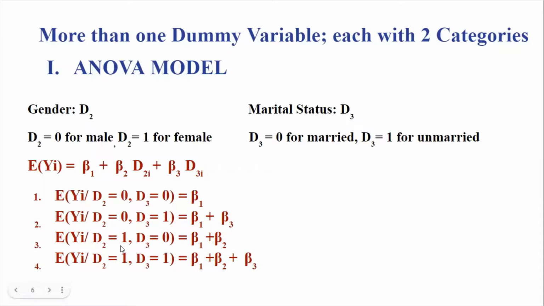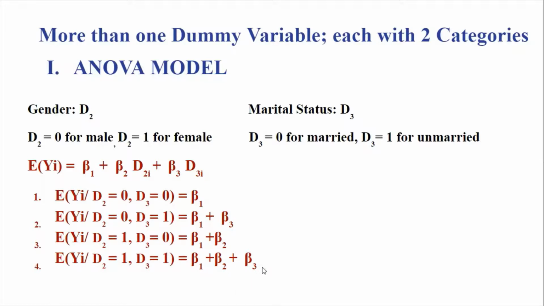Next is the expected value of yi for given d2 equal to 1 and d3 equal to 0. That is, we are dealing with female and married. So the expected value of yi for married females would be equal to beta 1 plus beta 2. And the last equation would be the expected value of yi for d2 equal to 1 and d3 equal to 1, that is female but unmarried. So the expected value of yi for unmarried females would be beta 1 plus beta 2 plus beta 3.